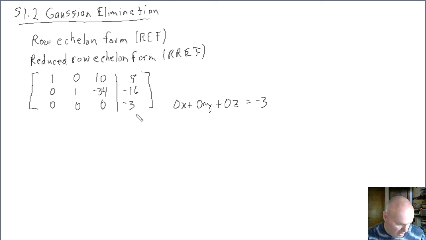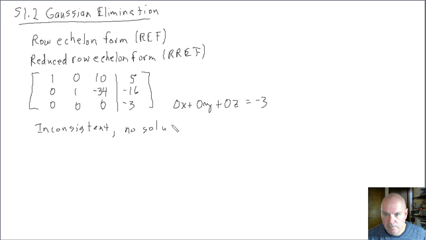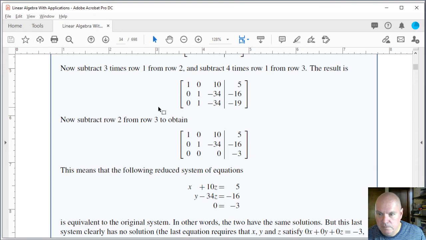So we can actually stop at this point. Inconsistent, and no solution. So there is no x, y, z triplet, no particular values of x, y, and z, that would satisfy the original set of equations. Okay, let's continue then and look at the next example.